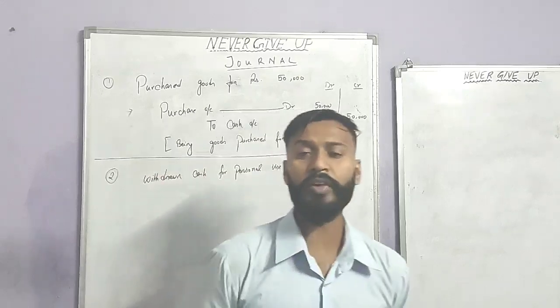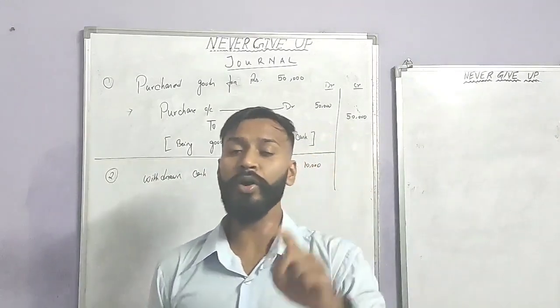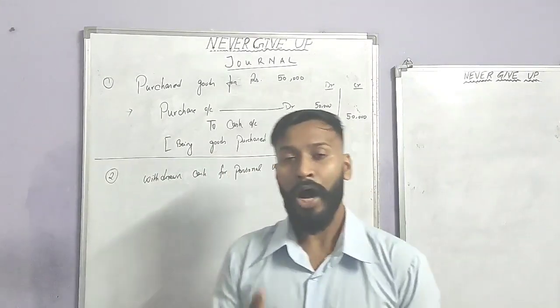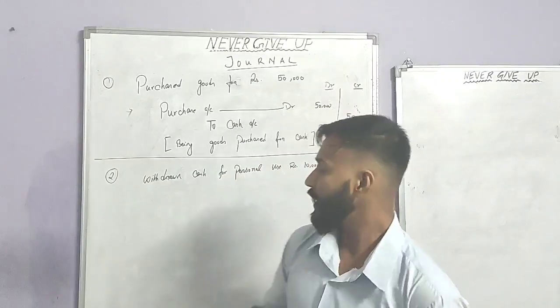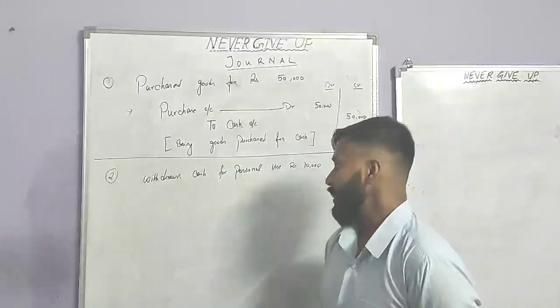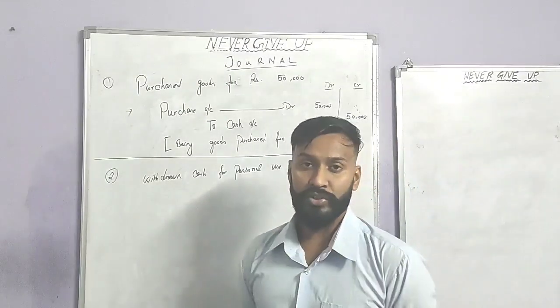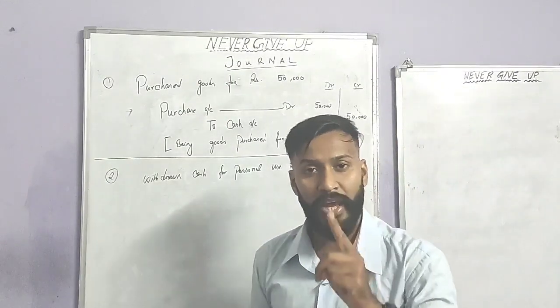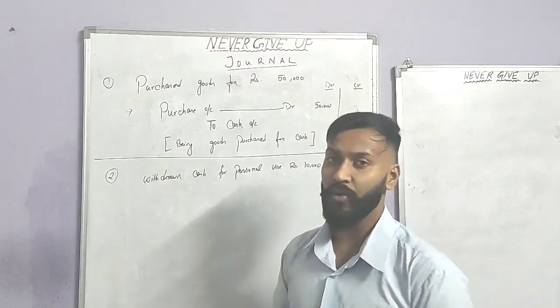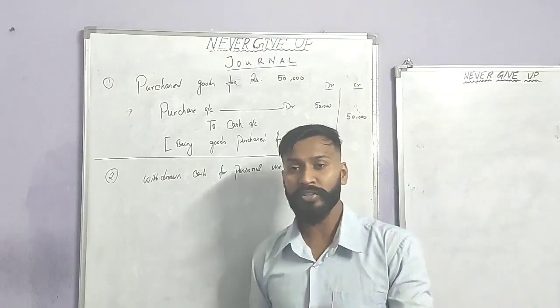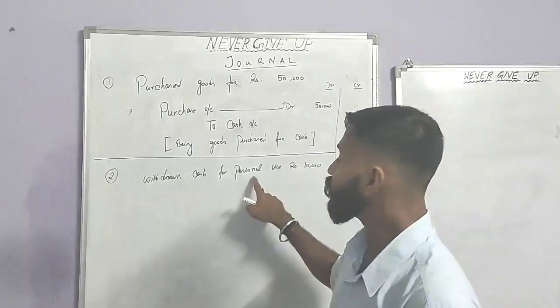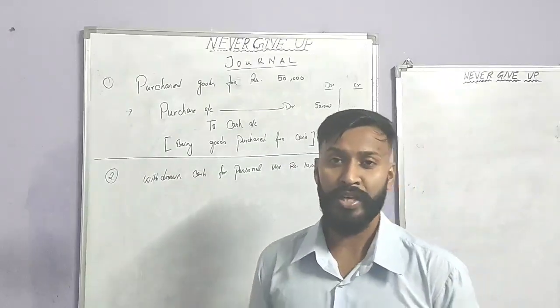Now first of all, if you see any transaction, you have to identify how many accounts are present in the transaction. In this transaction, there are two accounts. One is drawings account, another one is cash account. Why is it drawings account? Because the cash is used for personal use.